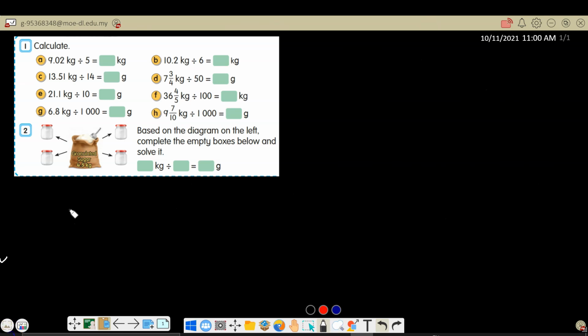Alright, question G. 6.8 kg, divide 1000, change to gram. Okay, this is an interesting question. How many methods can you do this? There are 3 methods. First method, you change to gram first, and then you divide 1000. Second method, you divide first and then you change to gram. Third method, you just copy.